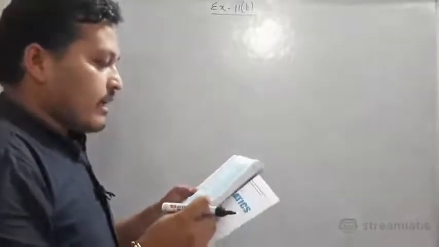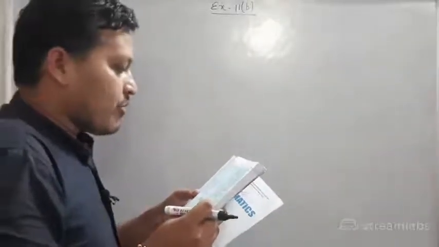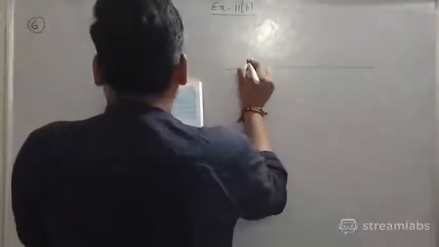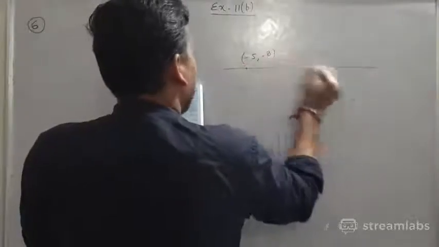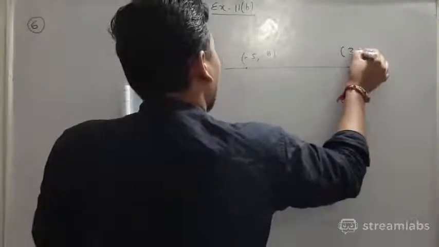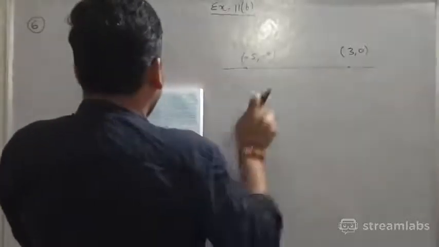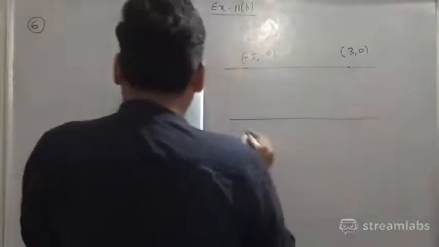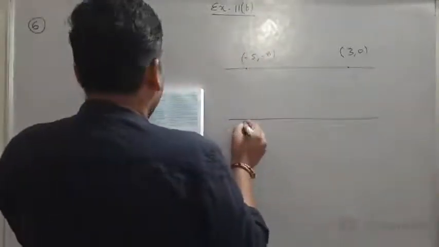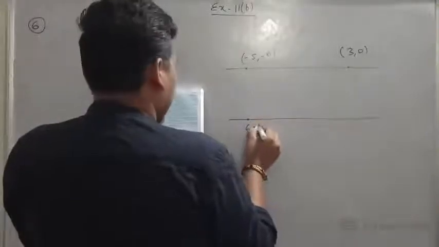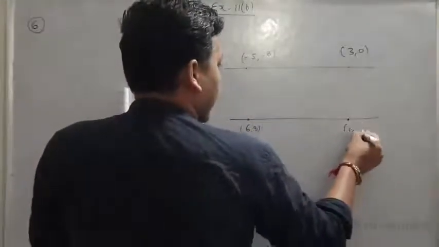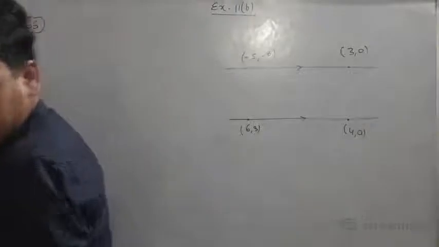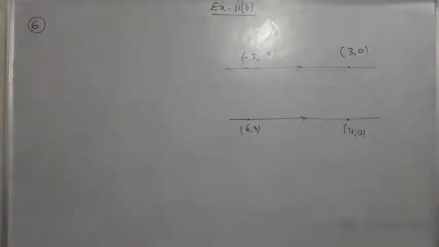Find the value of a if the line passing through the points (-5, -8) and (3, 0) is parallel to the line passing through the points (6, 3) and (4, a). A line is passing through the first point (-5, -8) and the second point (3, 0). This line is parallel to the second line, which passes through the points (6, 3) and (4, a). Both lines are parallel, and our main question is to find the value of a.